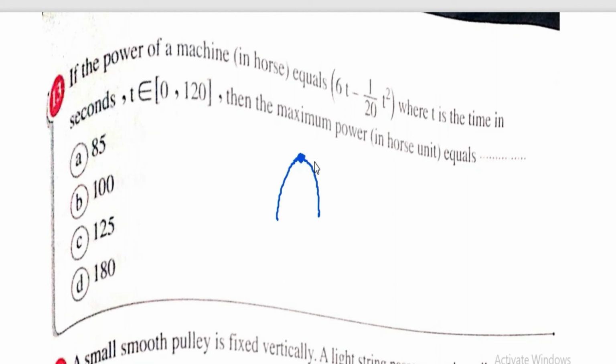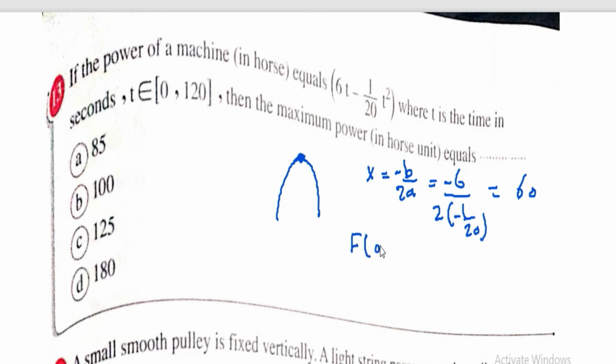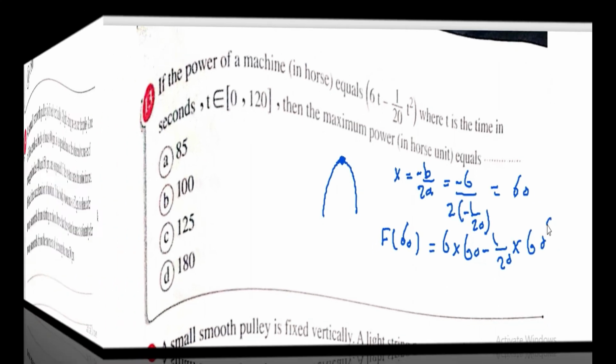The x coordinate of the vertex equals negative b over 2a. Negative b means negative 6 over 2 times a, negative 1 over 20. Using the calculator, it will be 60. So f of 60 equals 6 times 60 minus 1 over 20 times 60 square. f of 60, which has the maximum value, equals 180 horse.